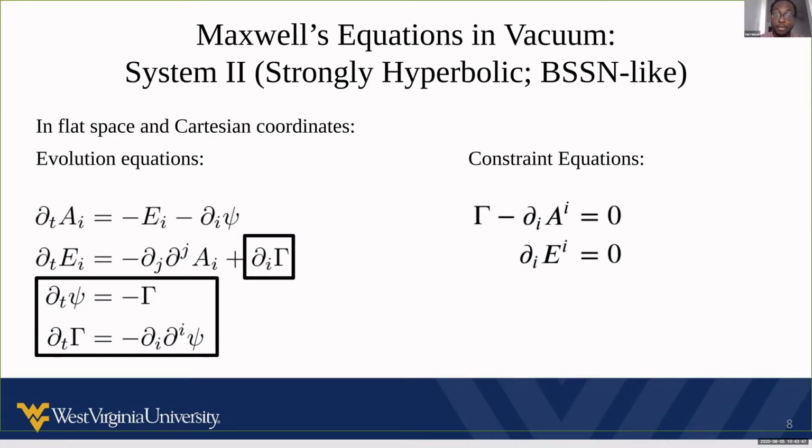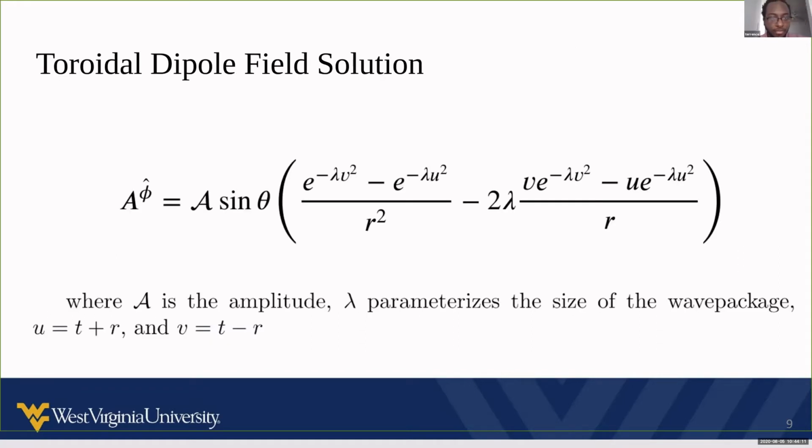So on the left-hand side, again, we have the evolution equations, where boxed we have these modified equations. And on the right-hand side, we have another constraint equation where we can monitor how well our errors adhere to the definition of gamma. Okay, so we have our evolution equations. Now we need initial data. So here we just define a toroidal dipole field solution. It's pretty simple. So what we'll do is that we'll just define the initial data at t equals 0, and then we'll just march the solution forward in time with finite differences, with the evolution equations and so on.